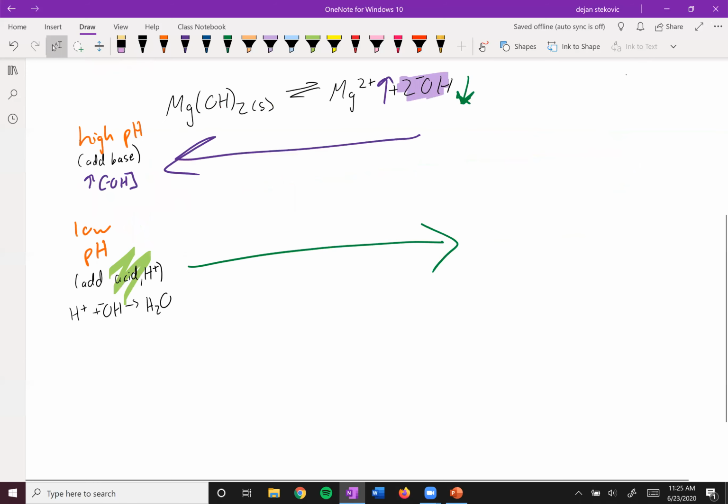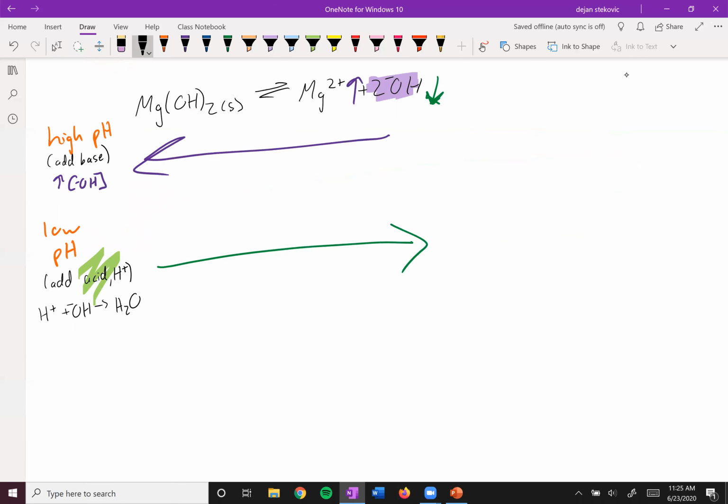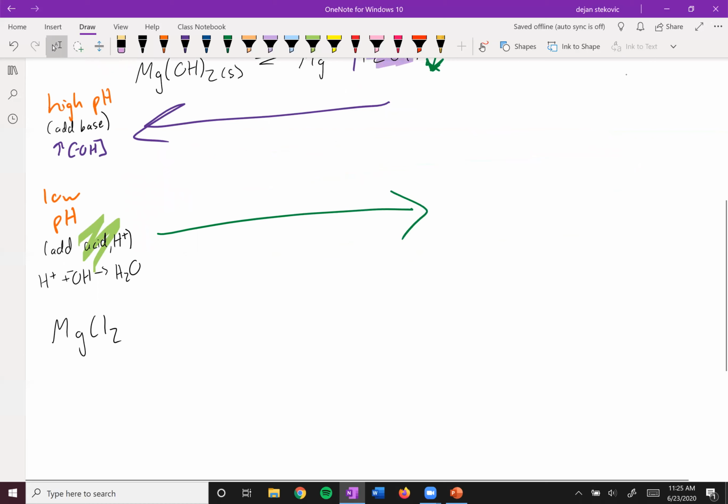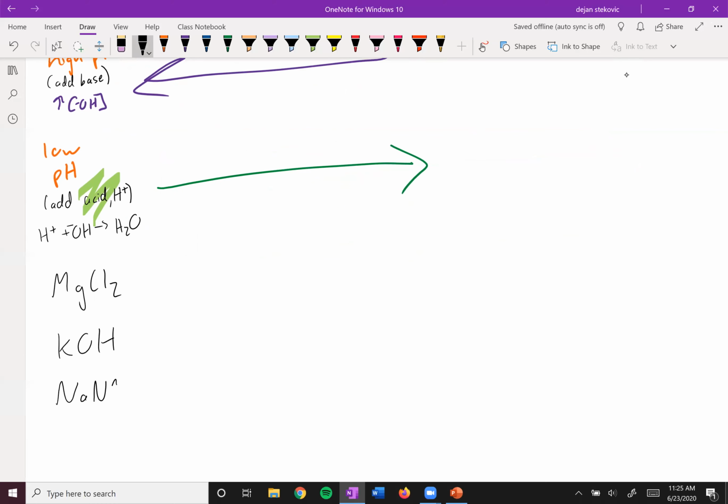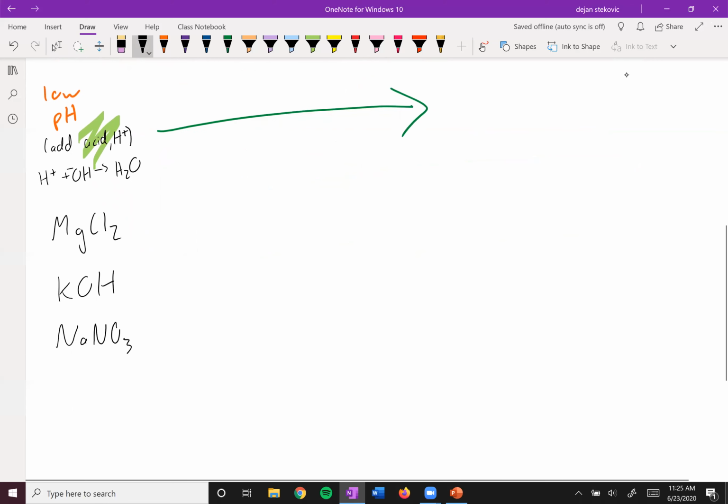We can also think of some other examples. So what would happen if we added some magnesium chloride to this solution, some potassium hydroxide, some sodium nitrate, or some HCl?